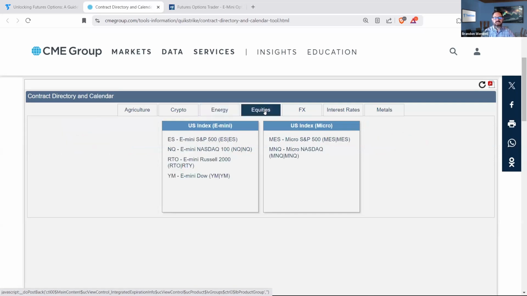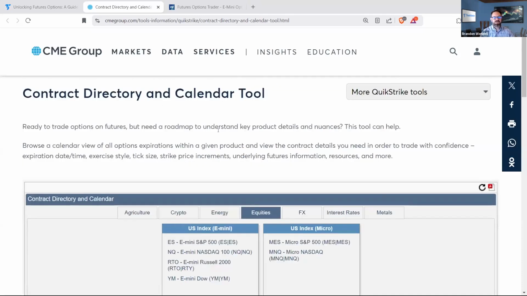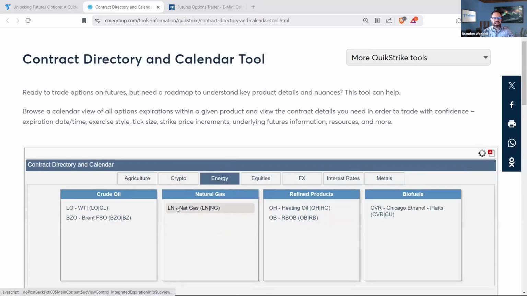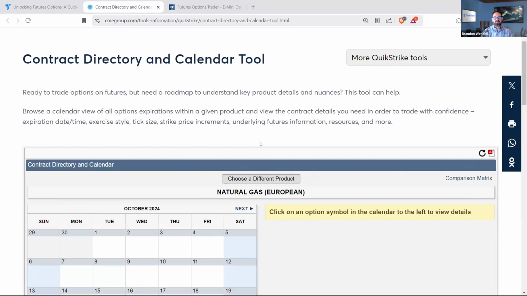So going over to the equities, same thing. They're pretty much the same. The Russell, however, is different. RTY is the Russell futures. RTO are the options on those futures. So you can get the symbols right there by looking at this contract directory and calendar tool. I'll go back. It doesn't matter which one, actually. I'll go back to nat gas and click on it.